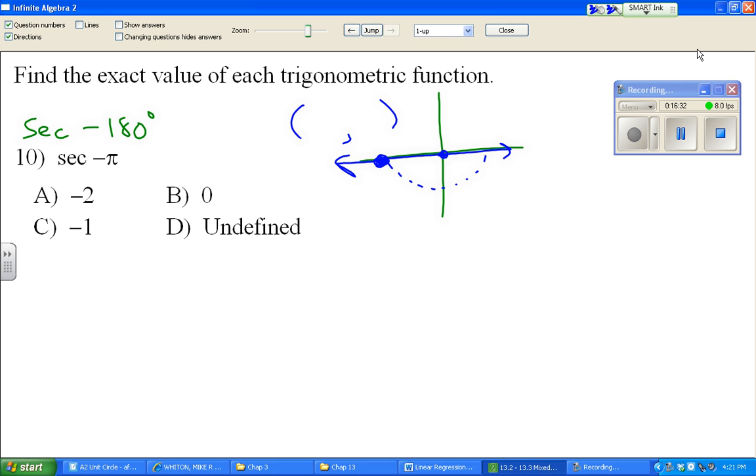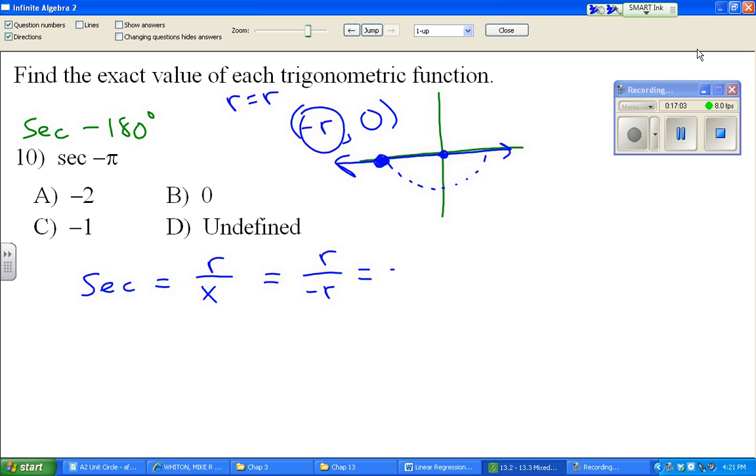For this one, the y value is 0. This point is not up or down anything. The y value is 0, the x value is r, but it happens to be negative because it's over to the left there. And again, r is always r. So if we want the secant, again, secant goes with cosine like the previous example. Secant is always r over x. So for our specific example, the x value is negative r, and r over negative r simplifies to negative 1.